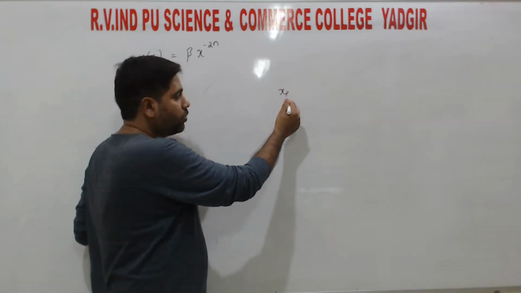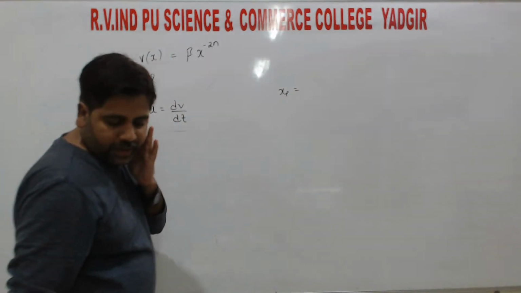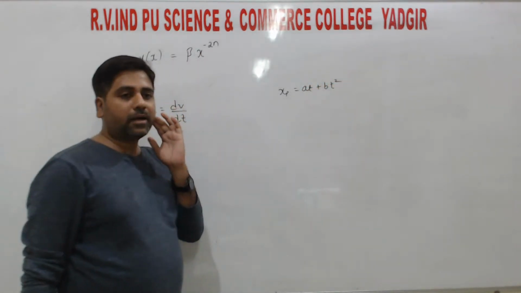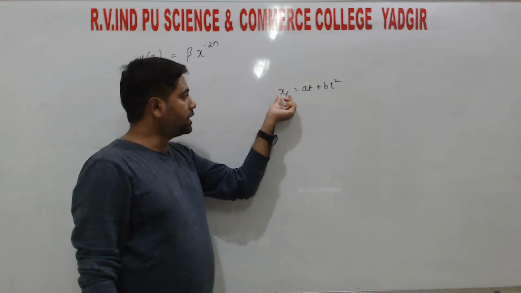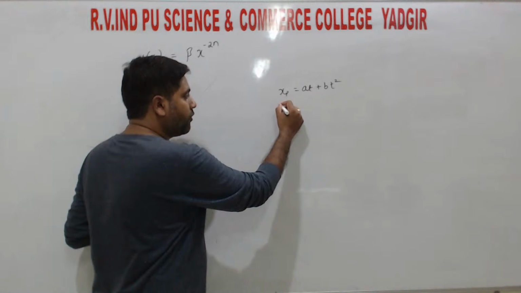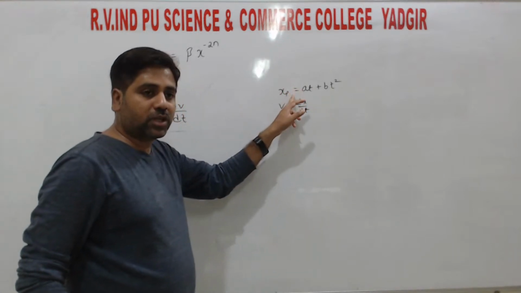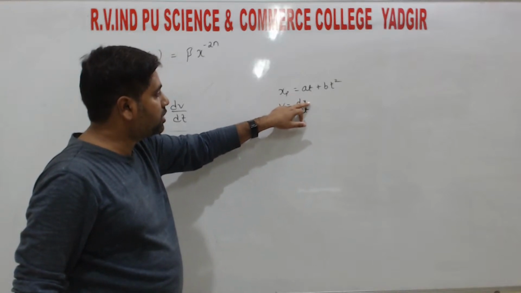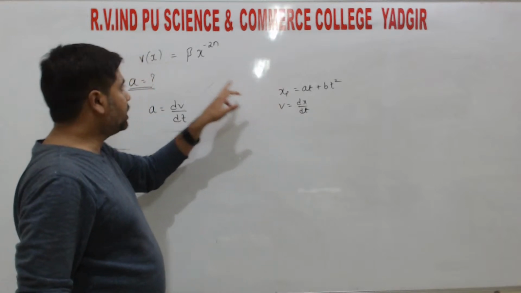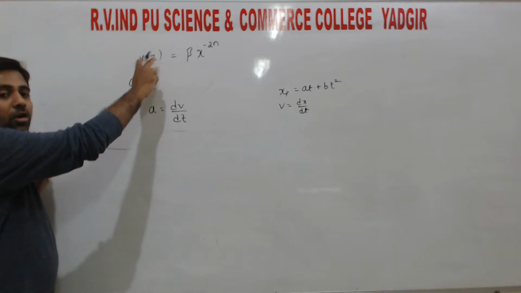For example, the second example, right? x equals some a t plus b t square, right? In that problem the displacement varies with respect to time, so then only we get velocity. V is equal to dx by dt, that is the rate of change of displacement. We differentiate the displacement with respect to time, then only we get velocity. But in this case the velocity is varying with respect to displacement, not with respect to time.